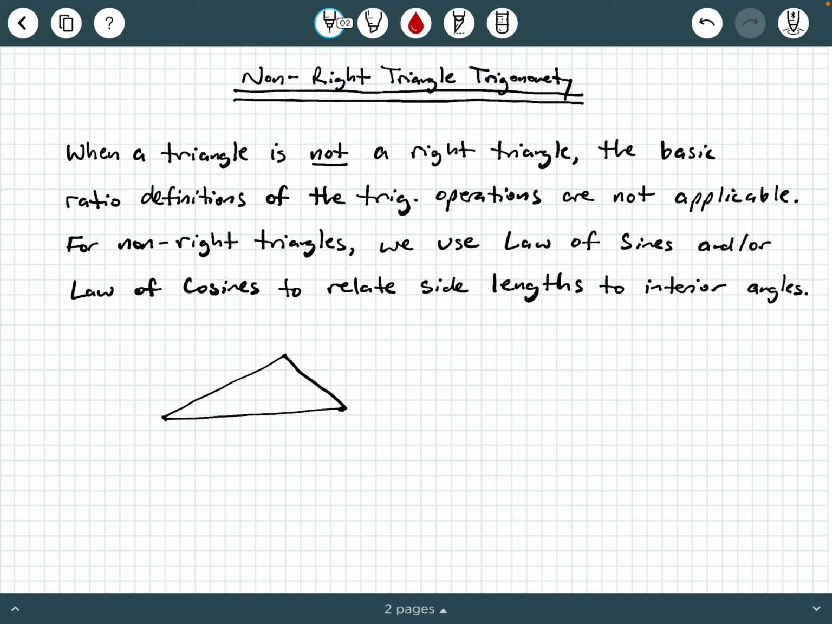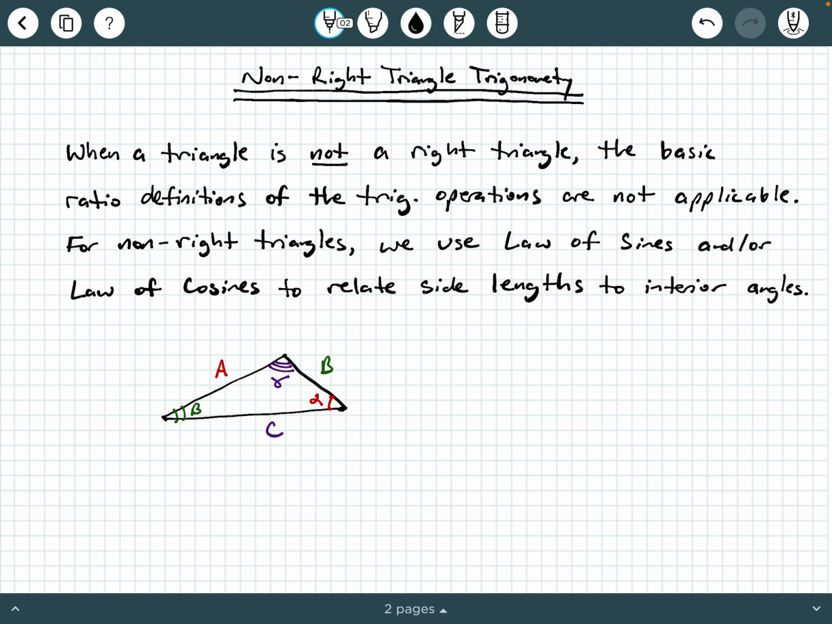Okay, so let's go ahead and do some color coding. I'm going to call this angle right here alpha, and I'm going to call the side that's the opposite of alpha side A. Okay, now let's call this little angle over here beta, and let's call the side that's opposite of beta side B. Okay, and let's call this third angle gamma, and I'm going to label the side that is opposite of gamma side C. Okay, and I'm color coding these for a reason, so we can see how these law of sine and law of cosine relationships piece together. Okay, so again, this is a non-right triangle.